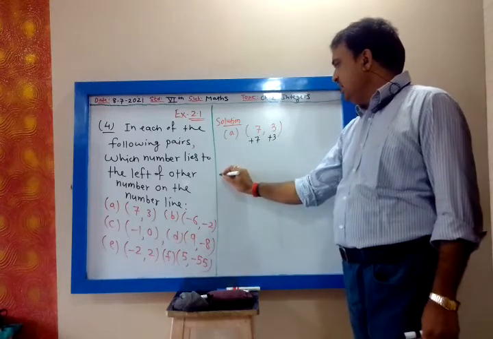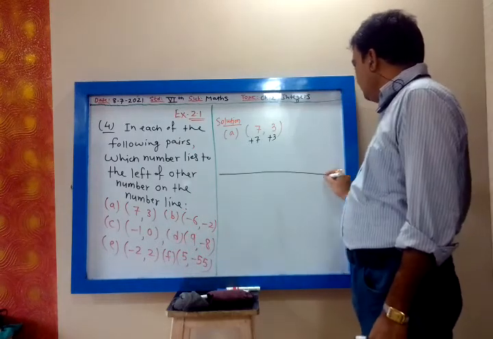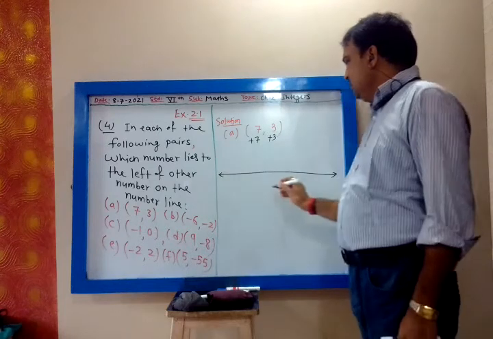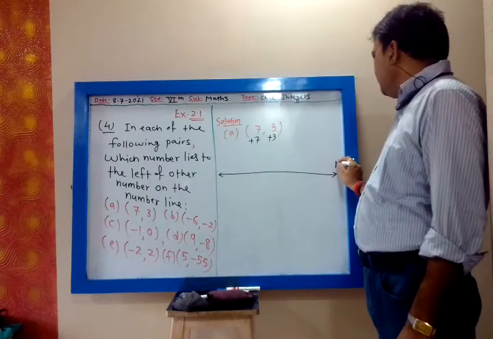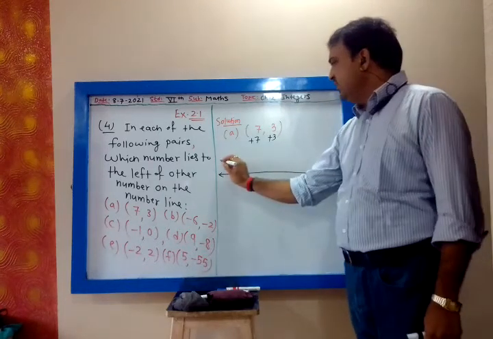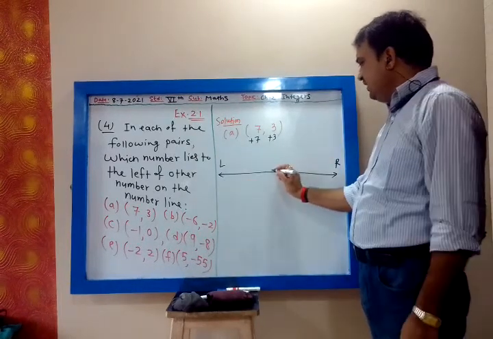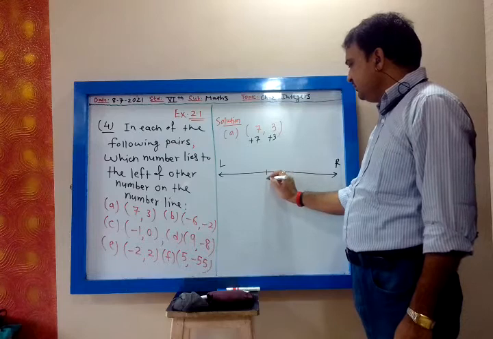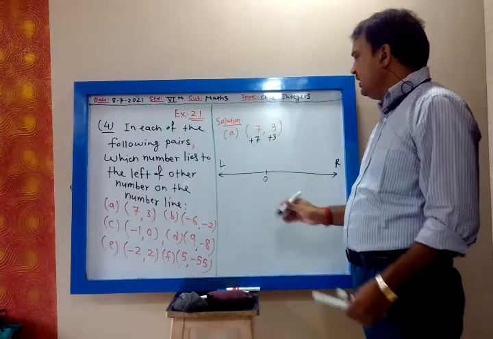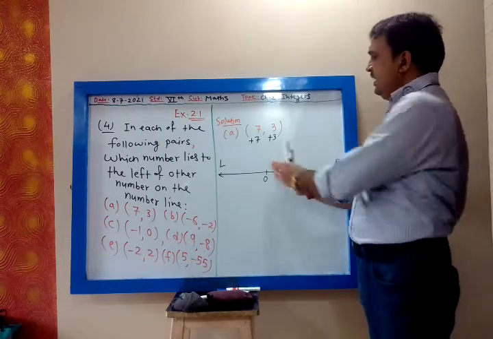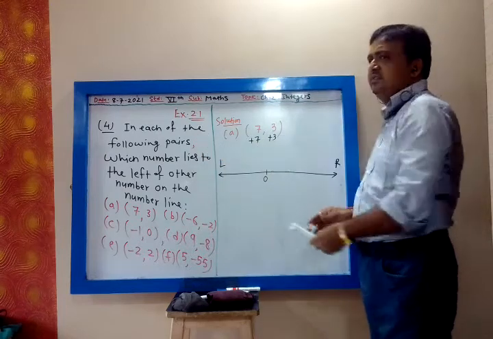Now if you see the number line, this side of the number line is my right side, and this side is the left side. In the center we have 0. This side we have negative integers.